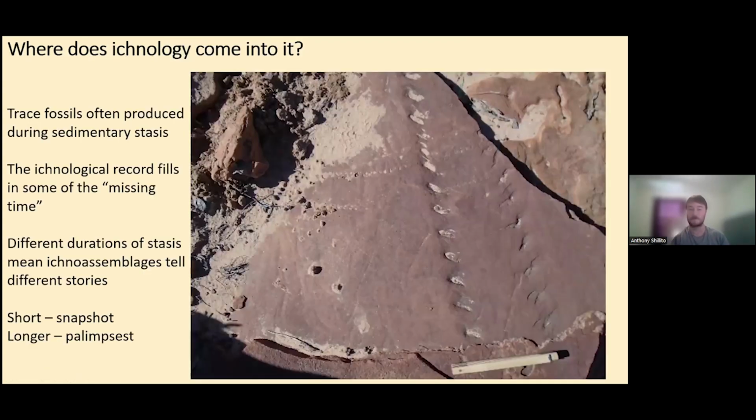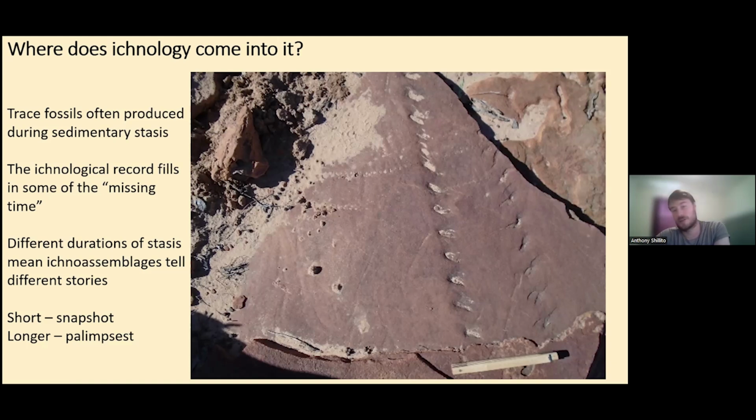So the part that people may have been waiting for is, where does ichnology come into it? Well, trace fossils are often produced during sedimentary stasis rather than being produced during active deposition or active erosion. And lots of trace fossils that aren't produced during sedimentary stasis are going to be lost due to erosion. So the ichnological record can be really useful for filling in some of the missing time that occurred during stasis, because we get an idea of what was happening at that point while deposition wasn't occurring. We can see how life interacted with the substrate, and that's recording that time in the rock record.